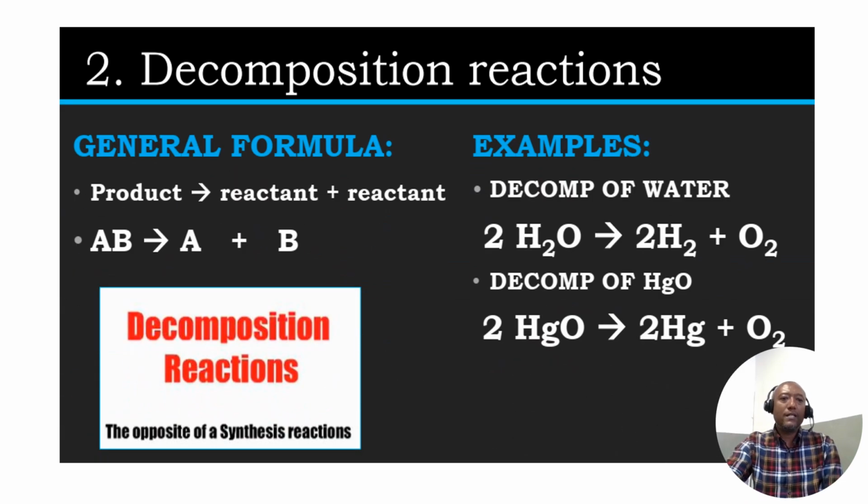Here is the general formula of decomposition reaction. AB is converted to A plus B. You have AB and it's split into A plus B. Example: decomposition of water is. Second one, mercury oxide decomposed into mercury plus oxygen.